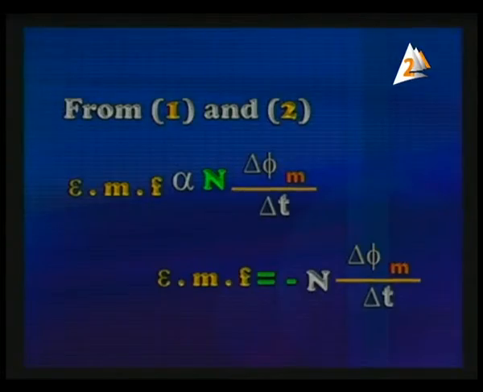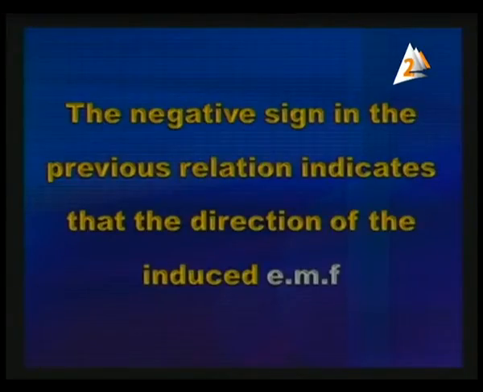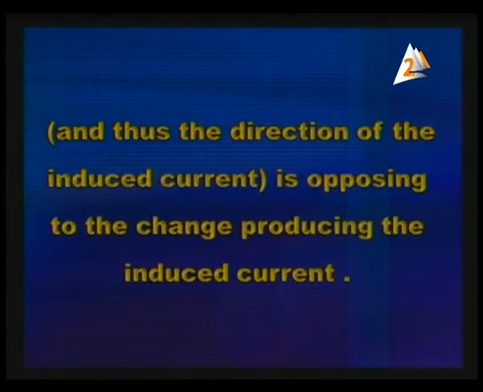Sign. Once again, EMF equals negative N delta phi over delta t. What about the negative sign? The negative sign in the previous relation indicates that the direction of the induced EMF and the direction of the induced current is opposing the change producing the induced current. This is Lenz's rule.